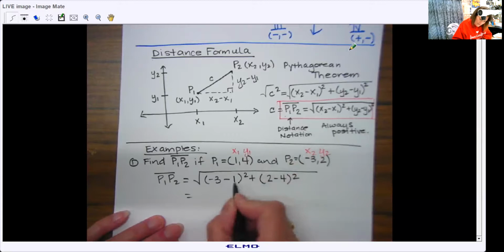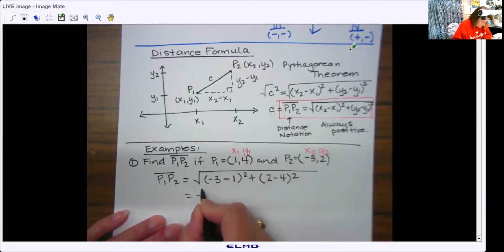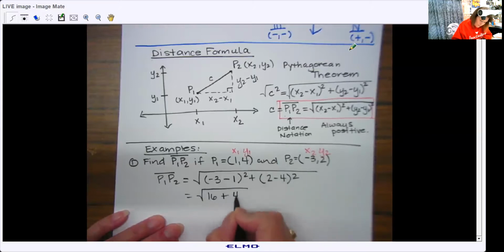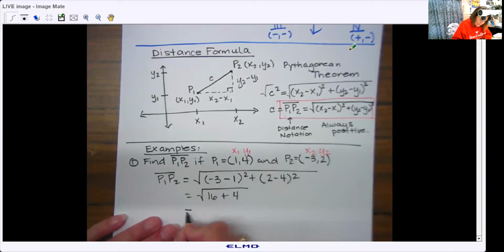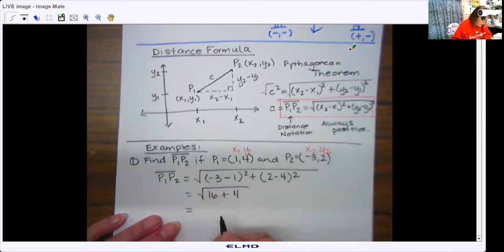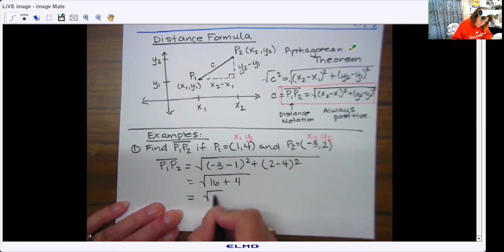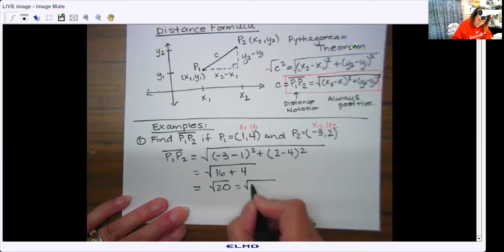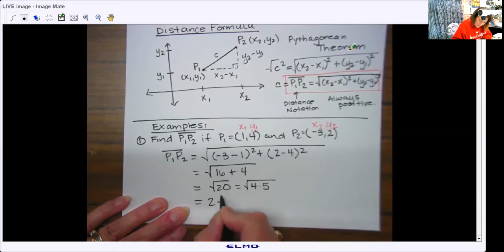That's a negative 4. So that's going to be 16 plus 2 squared, negative 2 squared is going to be positive 4. Remember, both of these numbers should always be positive because you're squaring them. So careful putting those in the calculator with parentheses. So that's a square root of 20. Now this book is going to most likely have you simplify. So 20 is 4 times 5. So it looks like the distance is 2 square root of 5.